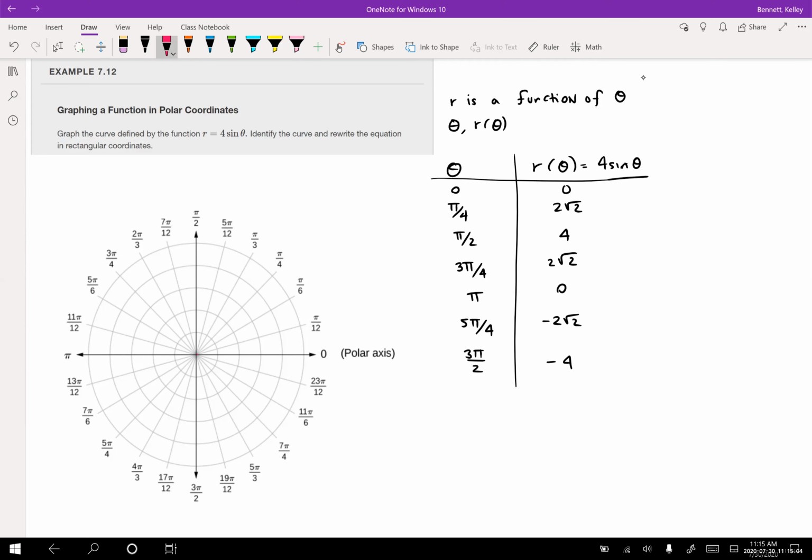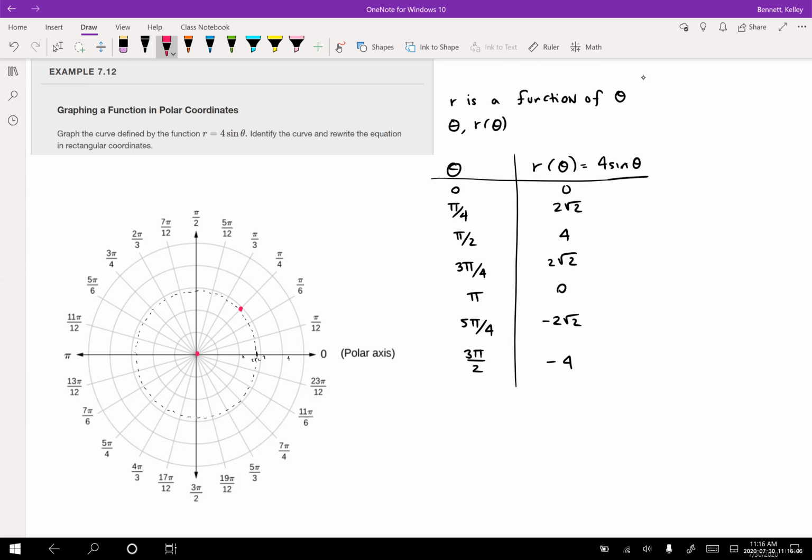So to graph this, I have 0, 0. Then I have pi fourths, 2 root 2. Okay, so let's actually, how many rings do we have? 1, 2, 3, 4. So if this is 4 and this is 2 and this is 3, then 2 root 2 is like right here. So I'm kind of just going to draw a little intermediate ring for 2 root 2. Okay, super duper.